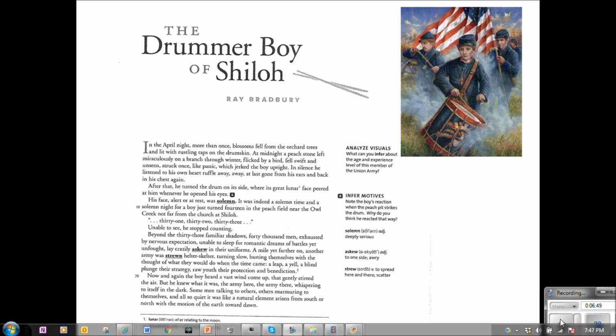Now and again the boy heard a vast wind come up that gently stirred the air, but he knew what it was, the army here, the army there, whispering to itself in the dark. Some men talking to others, others murmuring to themselves, and all so quiet it was like a natural element arisen from south or north with the motion of the earth toward dawn.